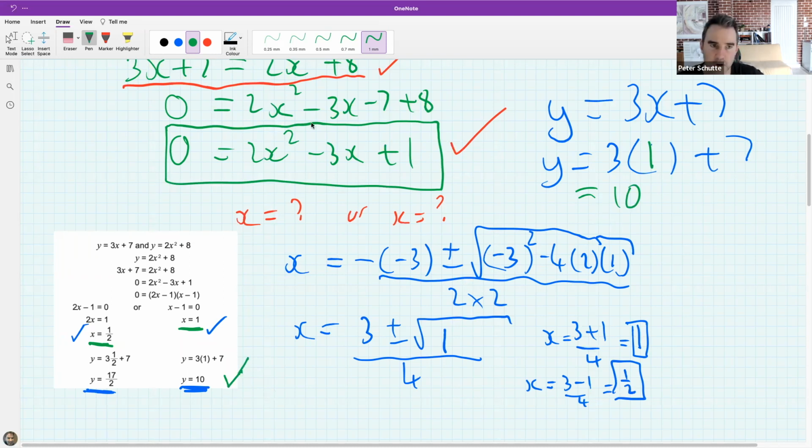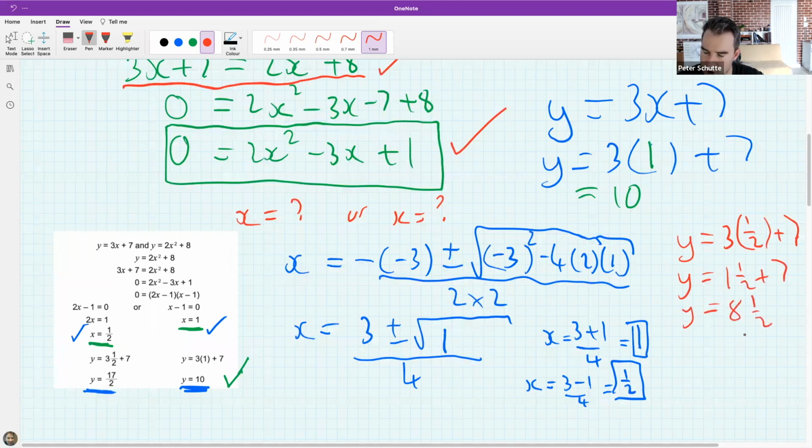And then if I wanted to get the other one, I would go 3 times a half plus 7. And 3 times a half is just 1.5. So that's how you get 8.5, or 17 over 2, which is this one down here.